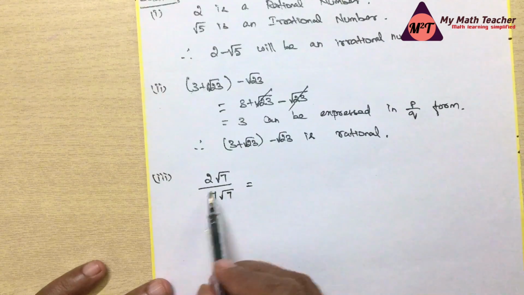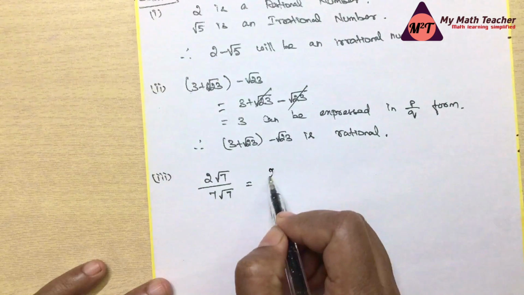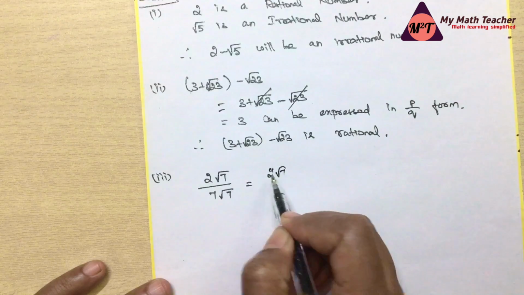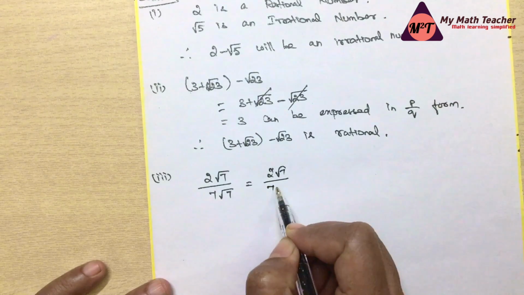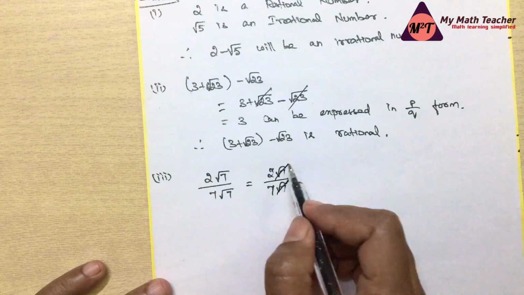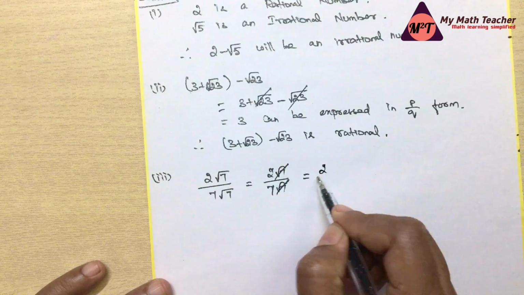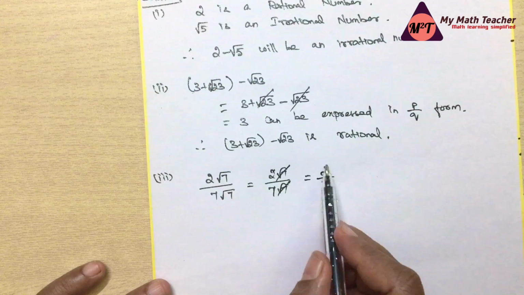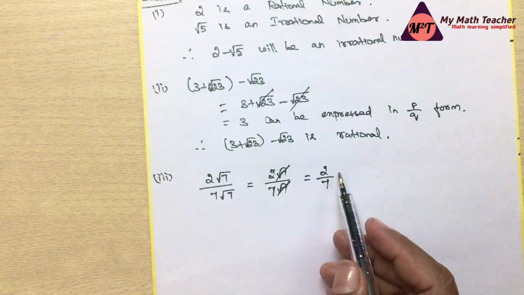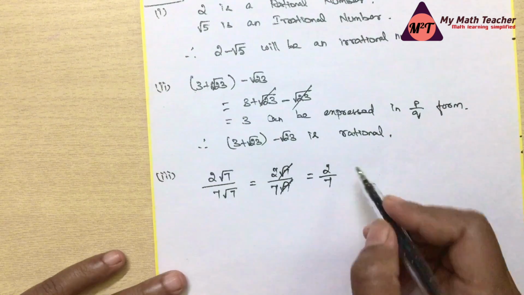Now the third subdivision, 2 root 7 divided by 7 root 7. So 2 into root 7 divided by 7 into root 7. Since it is a product, we can cancel this. So it will be 1. When we divide this, finally we will have only 2 divided by 7. 2 divided by 7 is expressed in p by q form, which is a rational number.